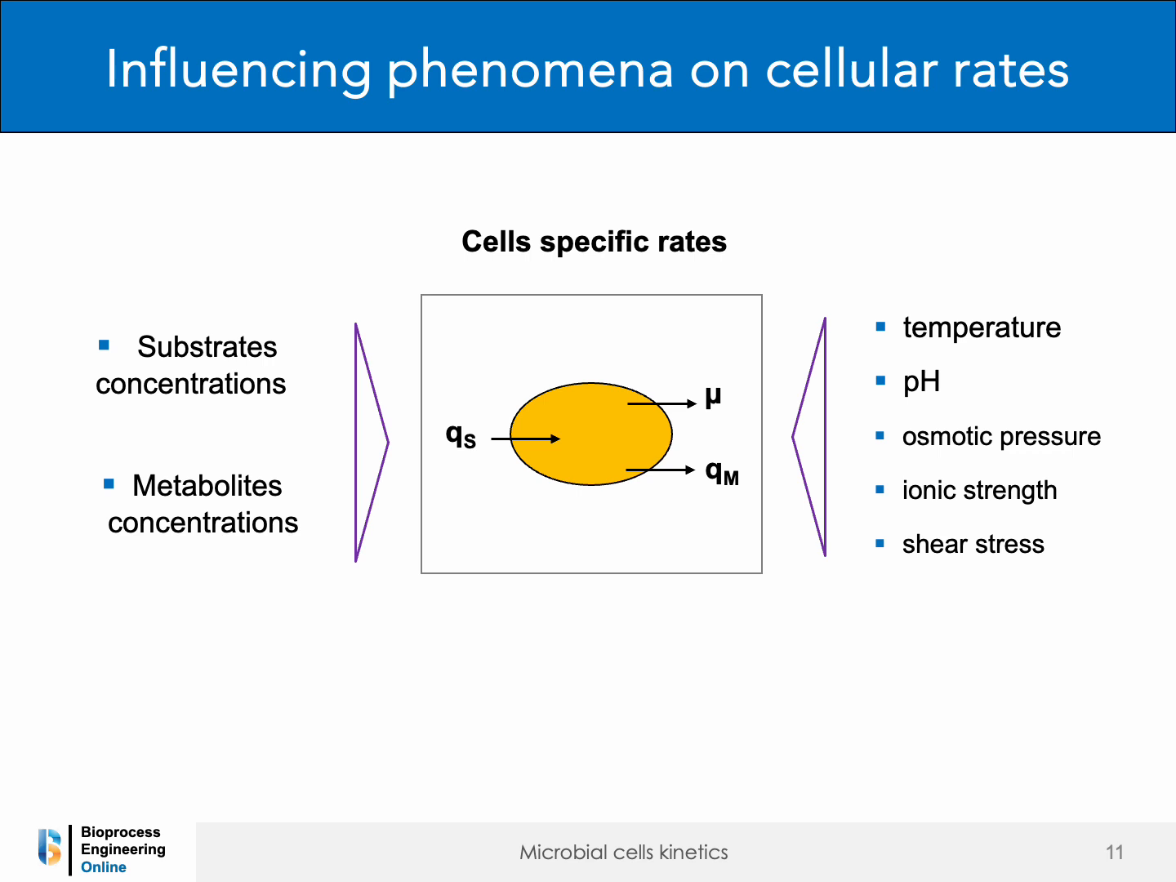Microbial specific rates vary throughout the fermentation process, influenced by the cell's environment. These cellular rates are primarily dependent on the concentrations of nutrients and metabolites, as well as the temperature and pH of the medium. Additional factors such as osmotic pressure, ionic strength, and shear stresses can also impact microbial kinetics.